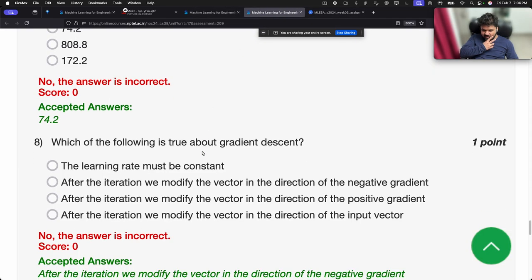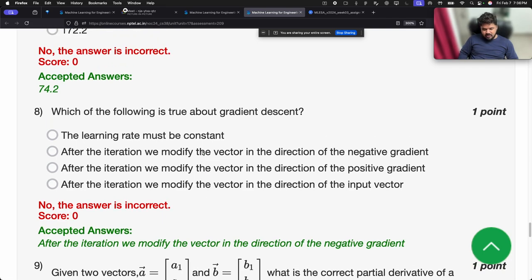So if the gradient is, say, 0.4, which means that we are on the positive side of the gradient, we subtract it from the values of the weight. So we move in the opposite direction of the gradient. Once the gradient is 0.5, okay, so we move in this direction.